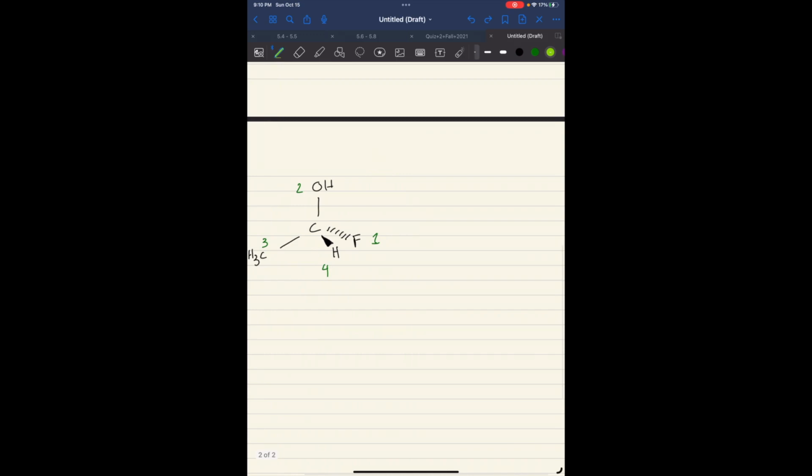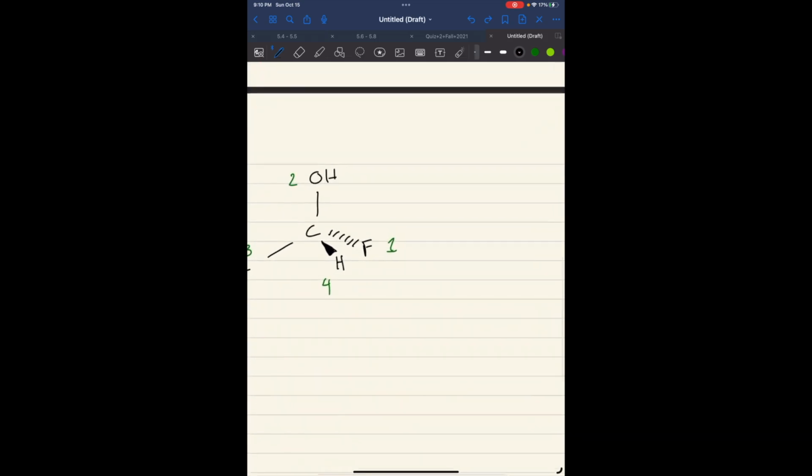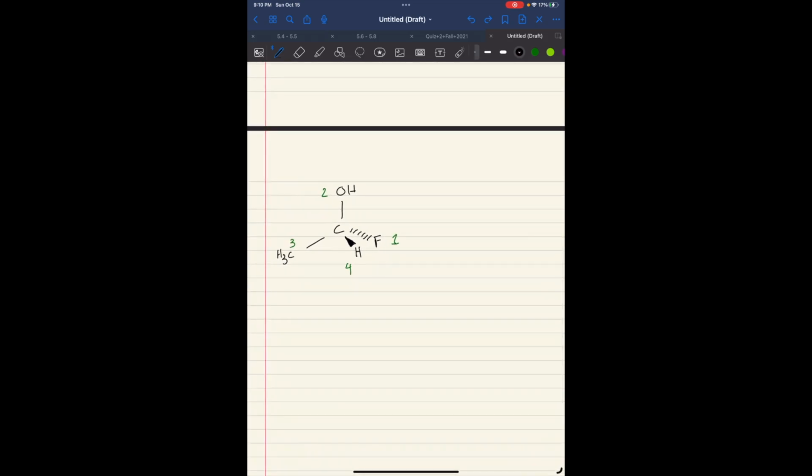The way to make this process easier is by redrawing this molecule and saying that the H is going into the plane and F is going out of the plane, just by switching them, right? So I'll redraw it, and we've got the C going to the OH like last time, and our CH3 group.